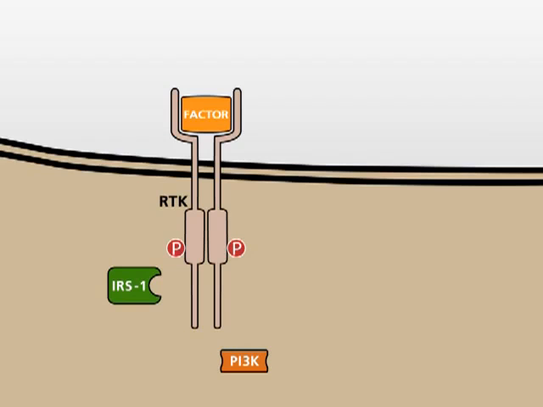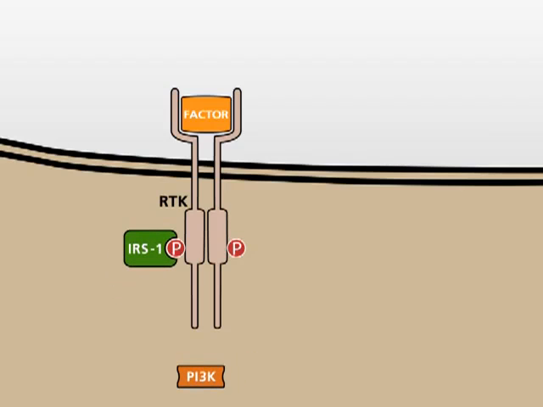The insulin receptor substrate 1 or IRS1 binds to the activated IGF-1 receptor. For simplification, this receptor is depicted as a dimer. Receptor-bound IRS1 serves as a binding and activation site for the PI3 kinase. In addition, PI3 kinase may bind directly to a phosphorylated receptor tyrosine kinase.